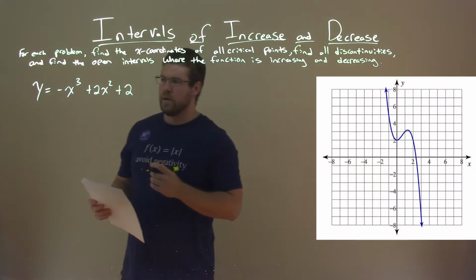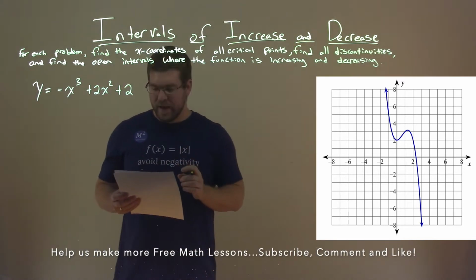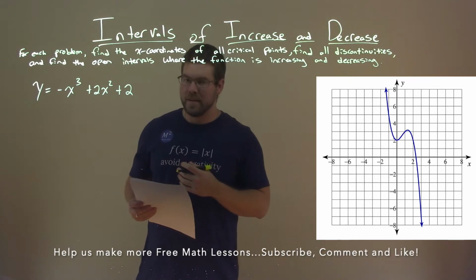We're given this problem right here. y equals negative x to the third power plus 2x squared plus 2, and we have to find critical points, discontinuities, and intervals for increasing and decreasing.